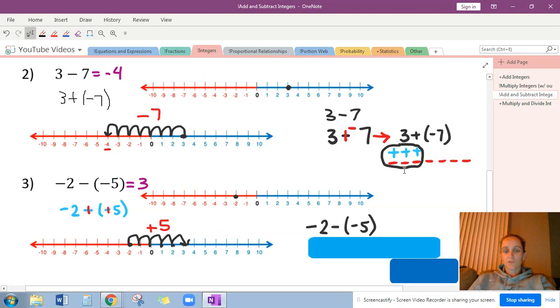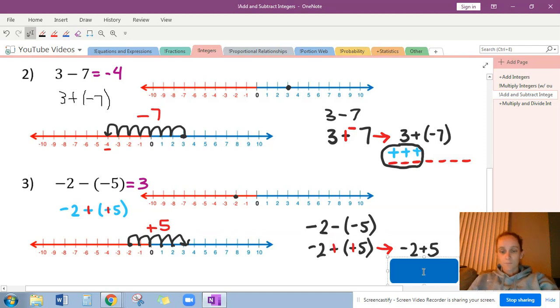And then I could also use the positive and negatives if I want. So again, I did boom, boom, just like I did over here. So -2 minus -5 is going to turn into -2 plus 5, because I did boom, boom. So I get out 2 negatives, 5 positives, circle my 0 pairs, and you'll notice I got 3 here, and I also got 3 over here. So that'd be my answer.